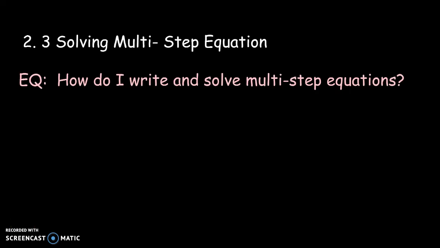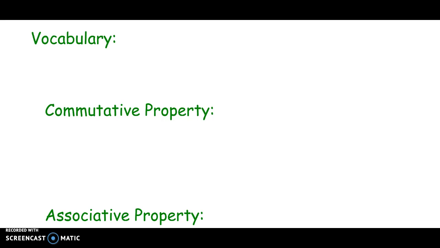Today we're going to start solving multi-step equations. Our goal is to be able to write and solve them, but today we're only going to talk about solving them. So before we begin, let's go over some vocabulary very quickly. There are two properties that we use that help us solve equations, and all they tell us is that we can add and multiply any numbers in any order that we want.